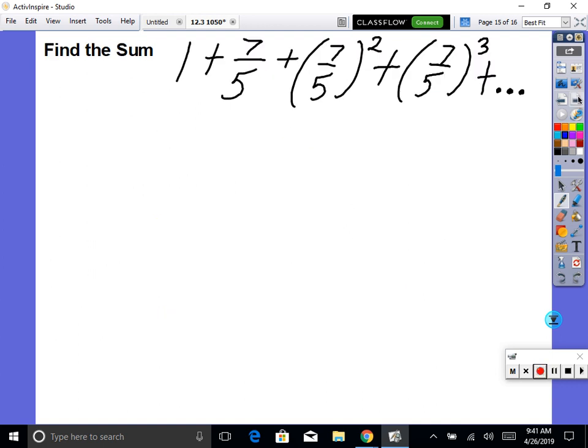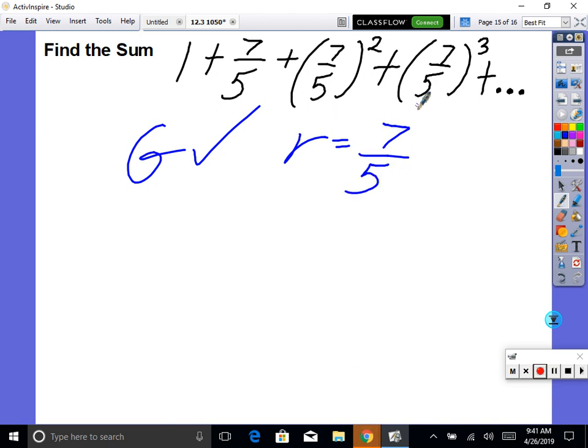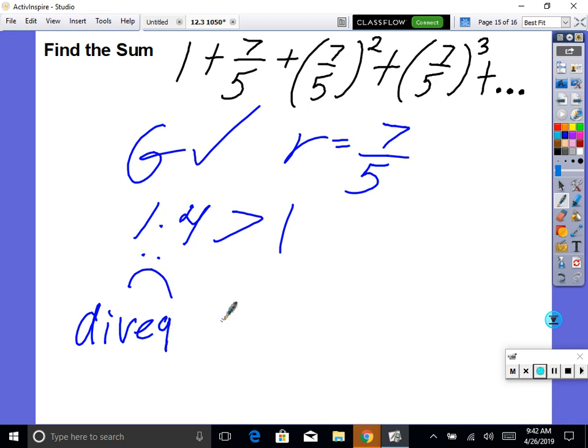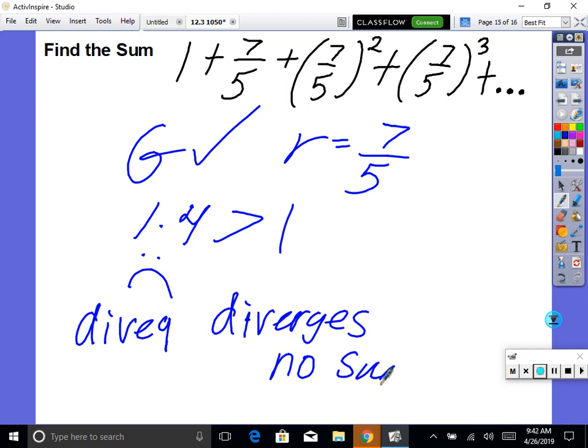Okay, this is the last example of the day. Find the sum. So is it arithmetic or geometric? Geometric, and then what's our r? 7/5. Aren't we timesing by 7/5 each time? So can we find the sum? 7/5 is like 1.4-ish. Isn't that greater than 1? Can't find the sum. It diverges. So no sum. Sweet, that's the end of the lesson.